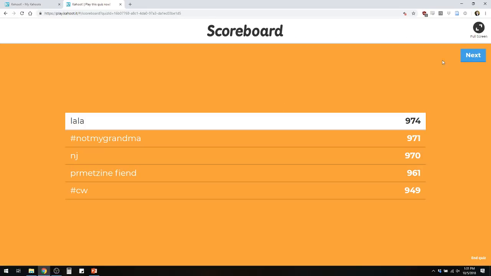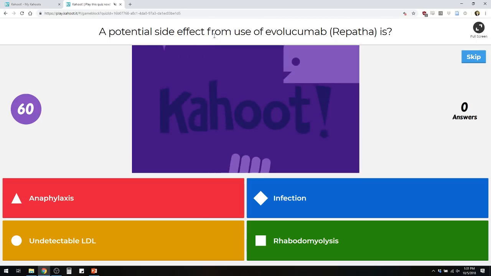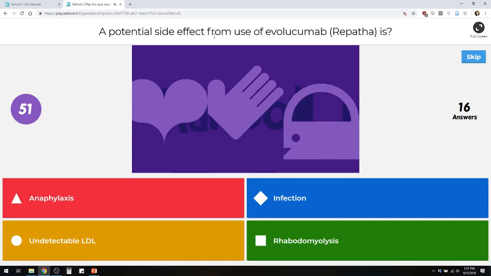Okay. Up next. A potential side effect from the use of evolocumab, Repatha, is it anaphylaxis? Is it infection? Is it undetectable LDL or rhabdomyolysis?